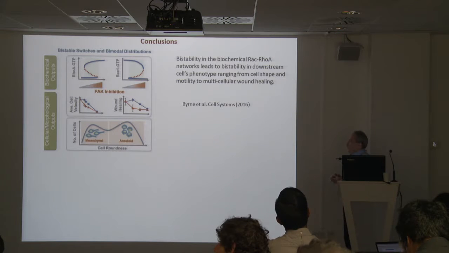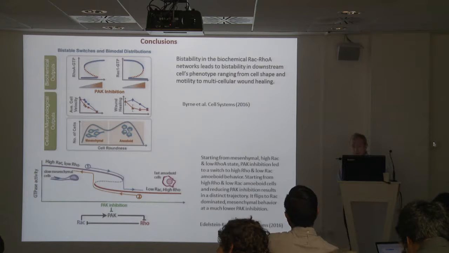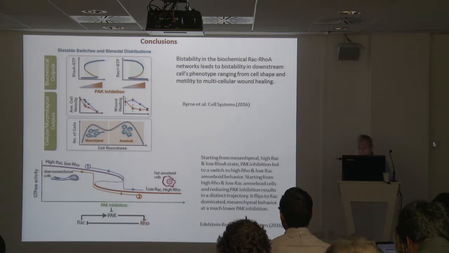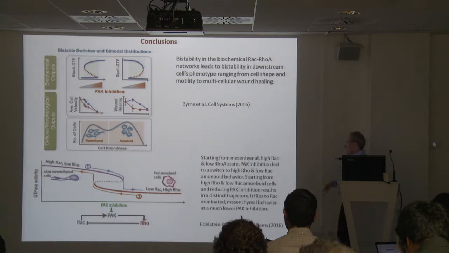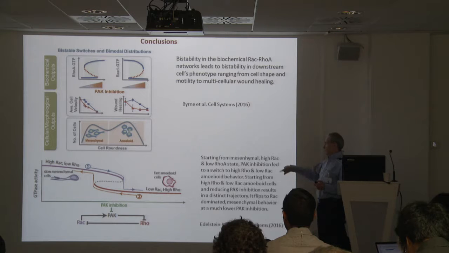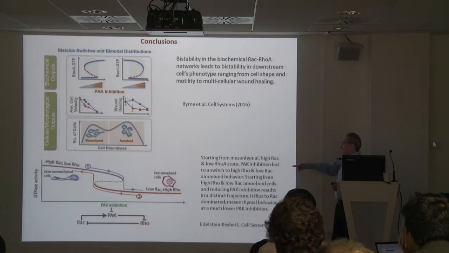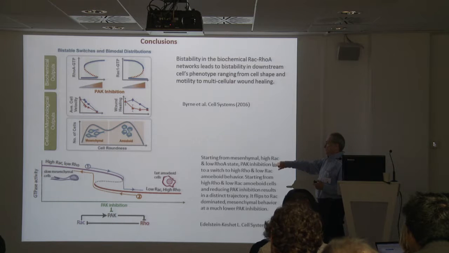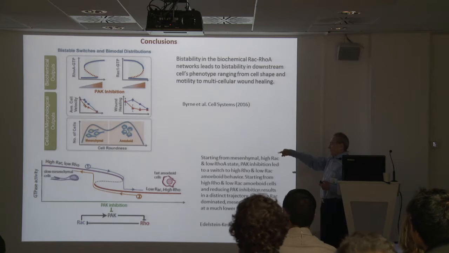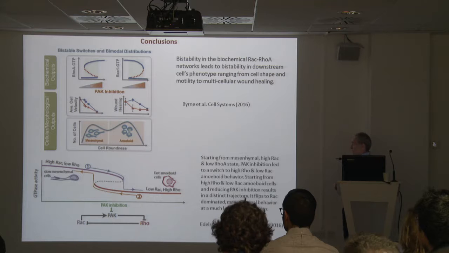And this is very important for cancer metastasis. And a friend of mine, Edelstein-Keshet, she is a pure mathematician. She just wrote a nice overview of this paper, and she showed how you go from low RAC, high RHO, which is amoeboid movement, to high RAC and low RHO in this hysteresis manner.